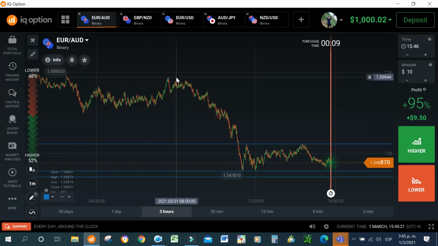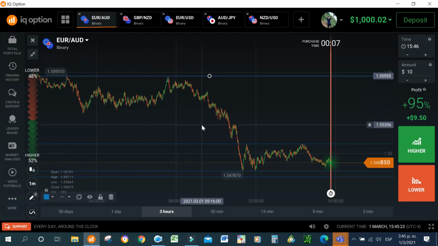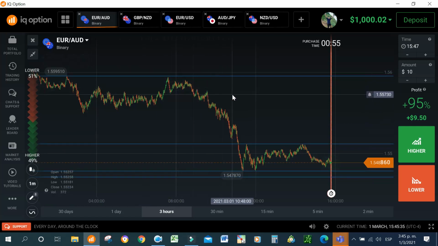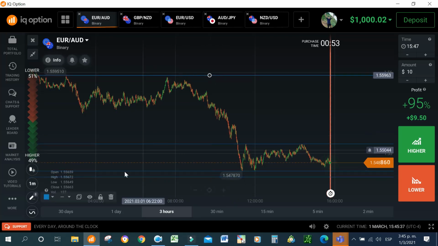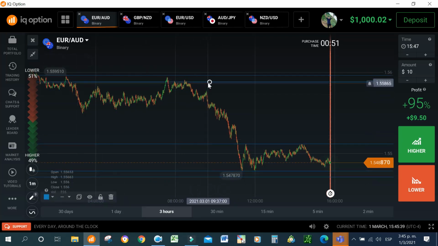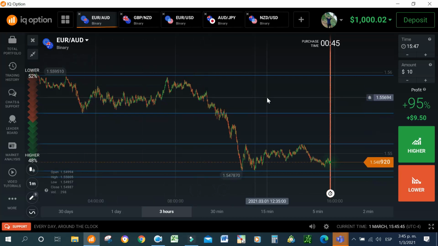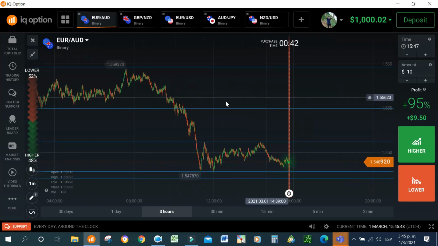Okay guys, let me leave it like that, like here. And we have this swing level, which acts as a resistance level. We can place this one too, right here. We can place this line here just for this week.